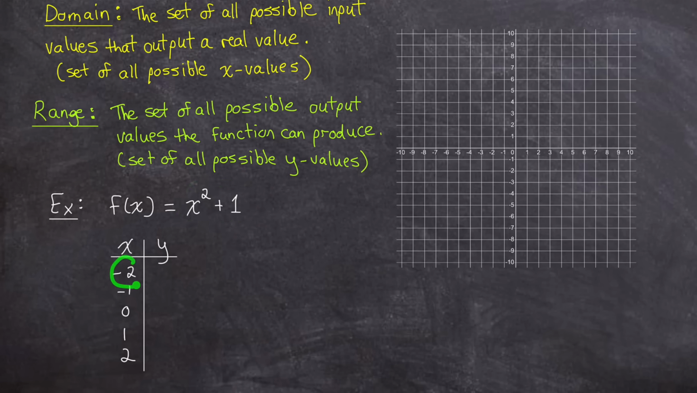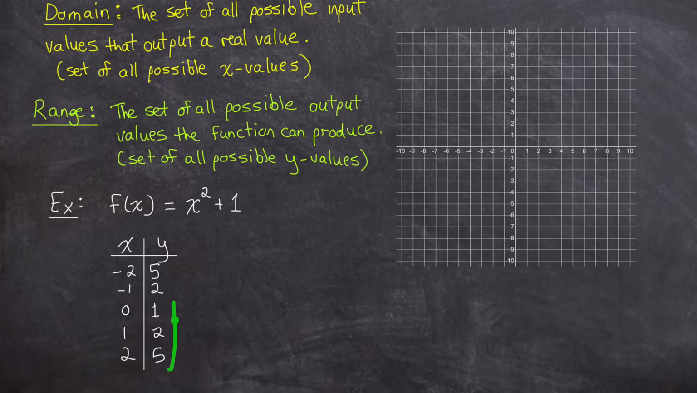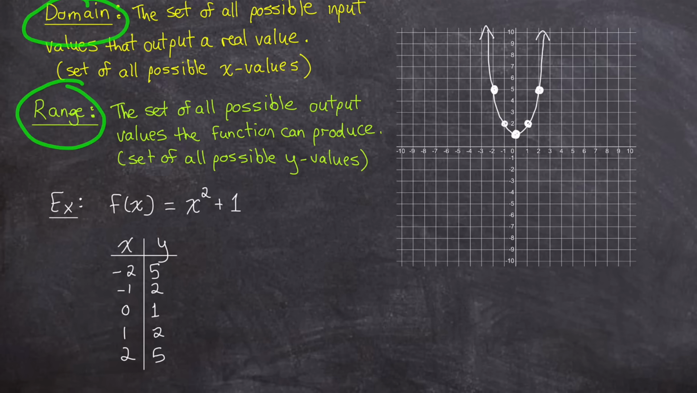So if I use negative 2 for my input value, f at negative 2 would equal negative 2 squared plus 1. So f of negative 2 would equal 5, which means when the input x is negative 2, the output value y is 5. And then inputting the remaining x values, I get these output values for y. And I'll plot all of those on my graph. And now I want to be able to analyze this graph and this equation to state both the domain and the range of my function.